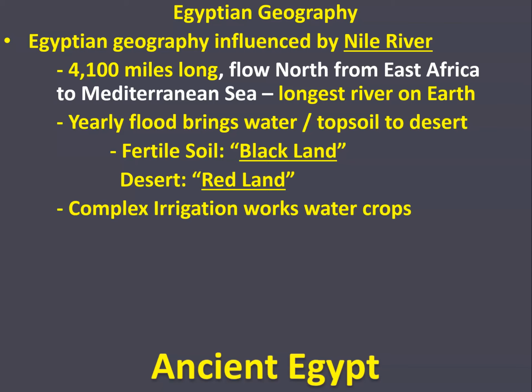The Egyptians worked through a set of complex irrigation works to be able to pump water out when they needed it and also be able to channel the flooding so it was even less destructive than what it could have been, and also be able to capture that water once it was out there to help water their crops throughout the growing season.